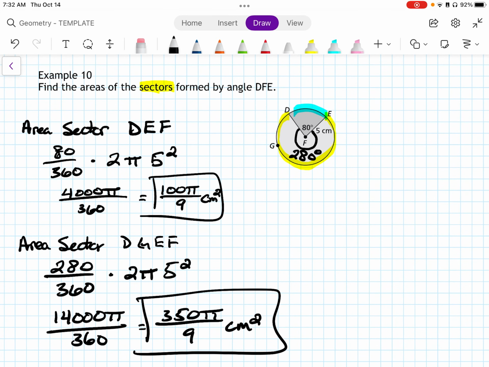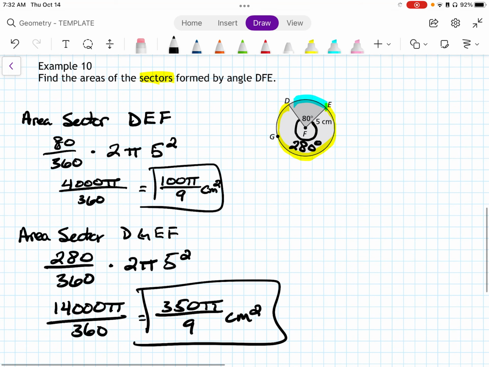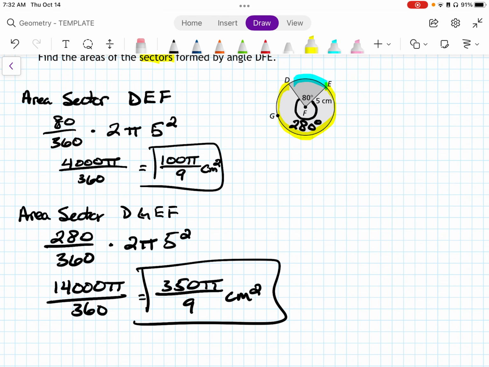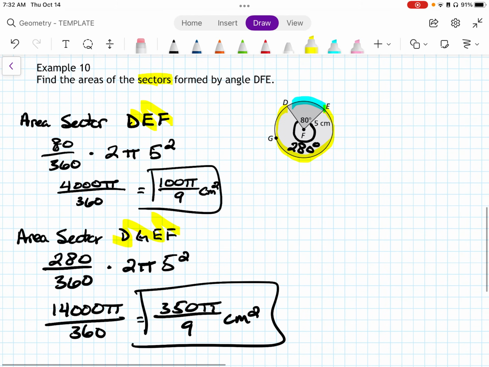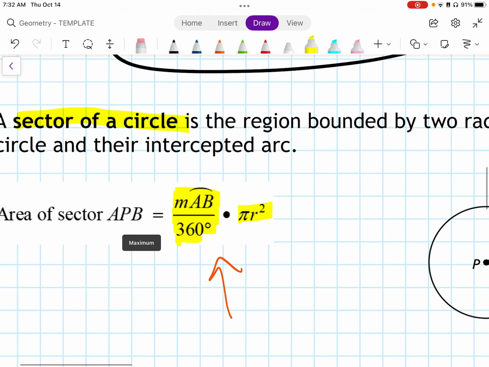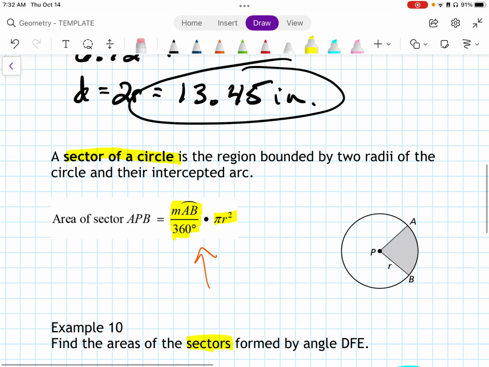So whenever it says sectors plural in a circle like this, and a lot of times it's going to be shaded like that, you'll need to find the smaller one and the larger one. All right. I'm going to check on labeling of these sectors, and we can talk about that in class. Make sure that you have this formula memorized. All right, that's all.